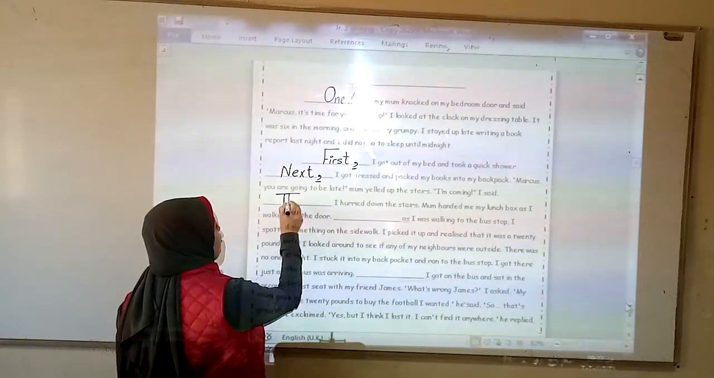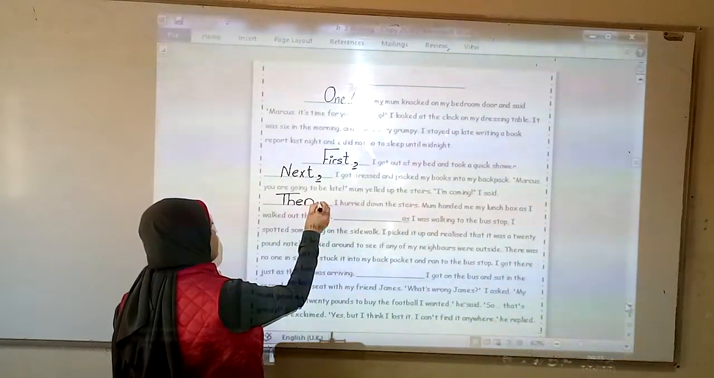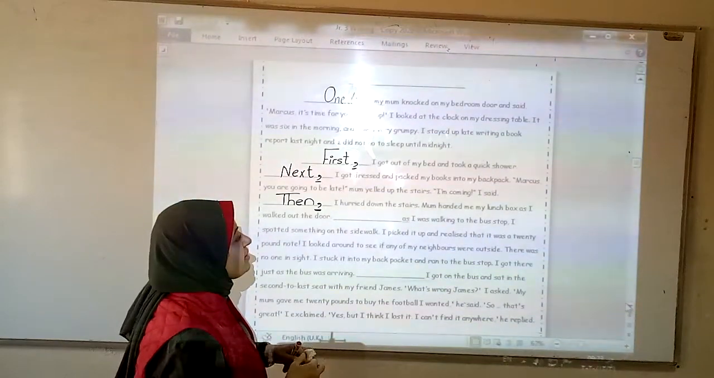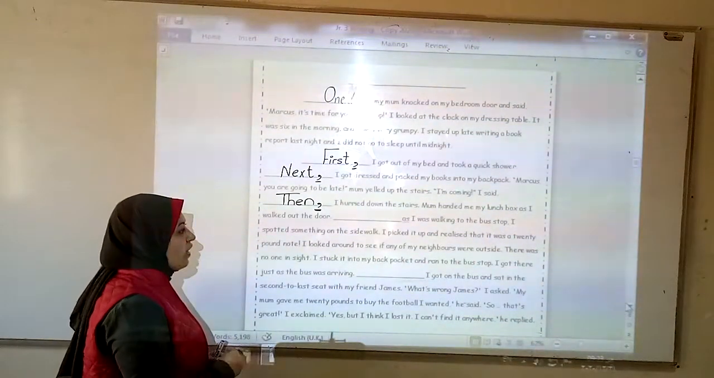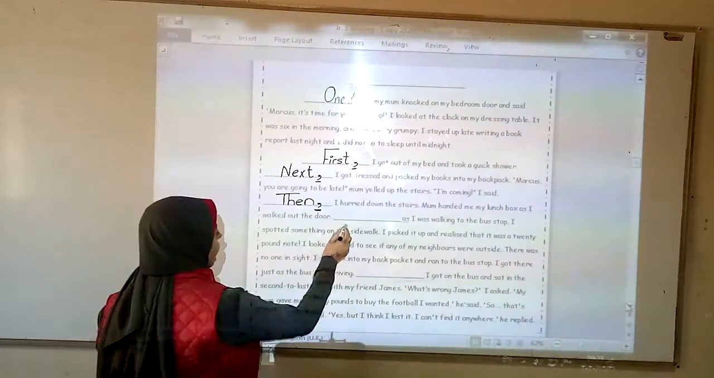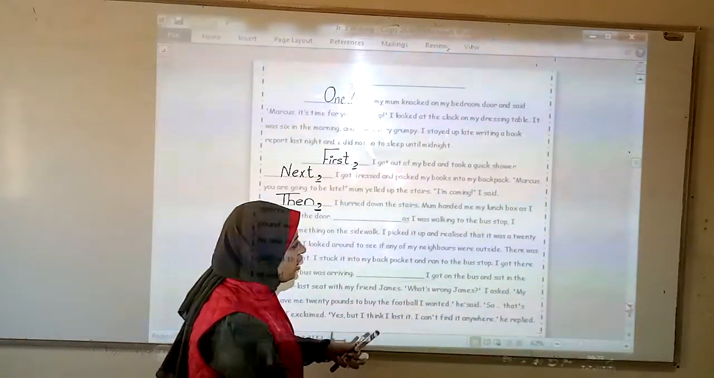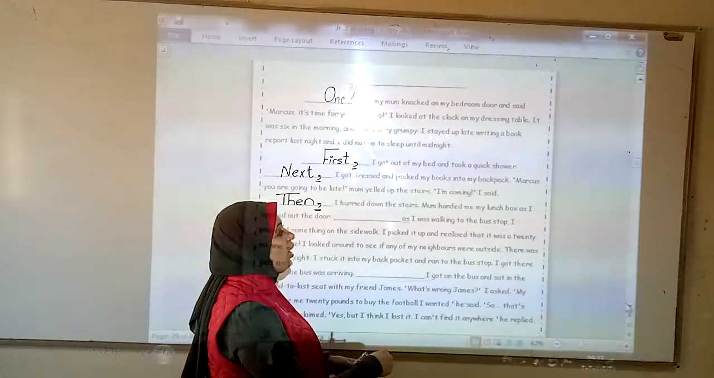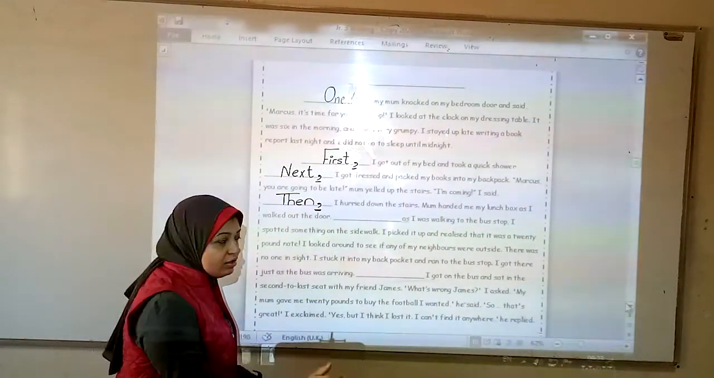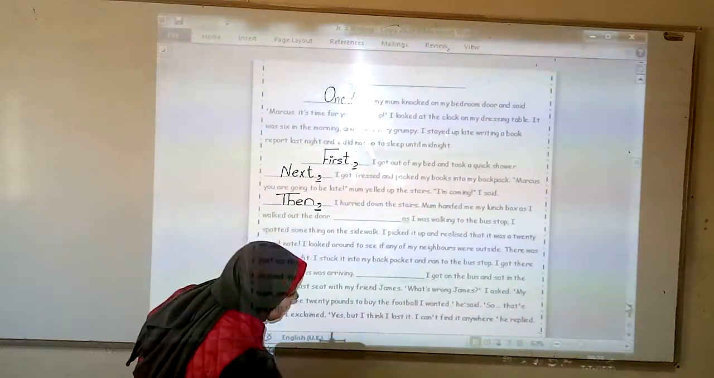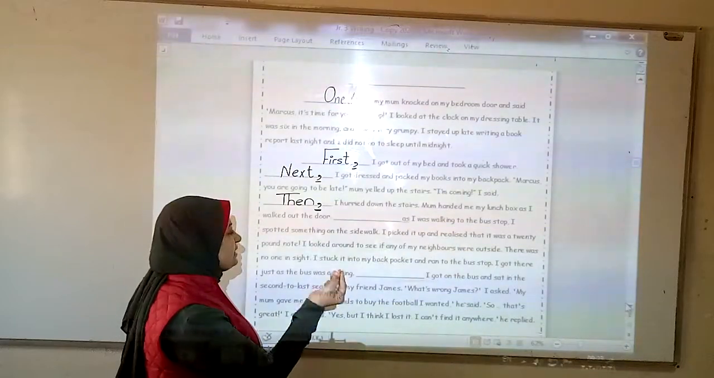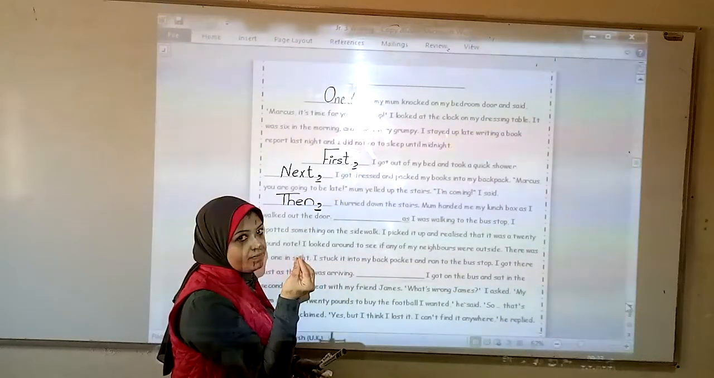Here we are going to use then. I hurried down the stairs. Then Mom handed me my lunchbox as I walked out the door. As I was walking to the bus stop, I spotted something on the sidewalk, on the pavement. I picked it up and realized that it was a 20-pound note.